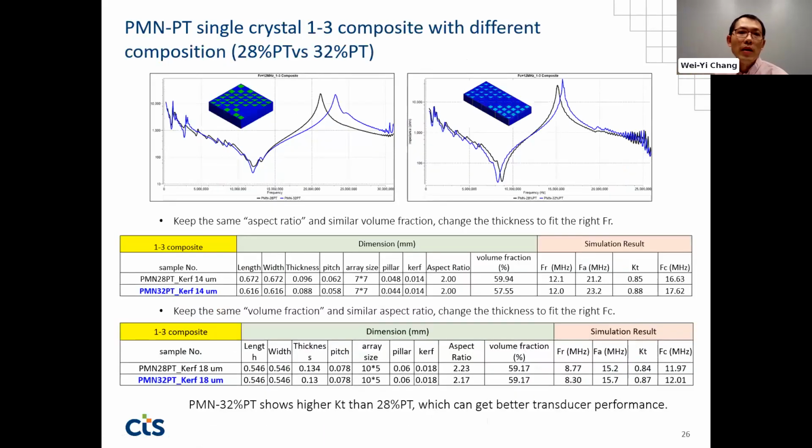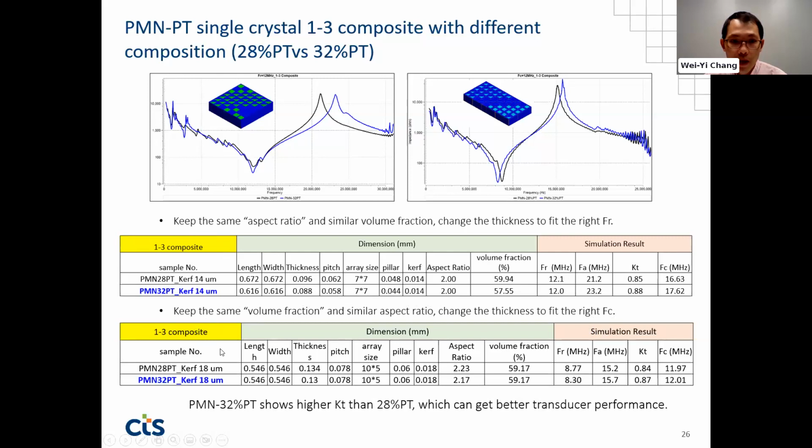And here is another 1-3 composite simulation. Here we just choose different materials, but with the same kerf size. We can see the volume fraction is a little bit different because we changed the thickness to match the requirement they need. Here, they need the resonant frequency around 12 megahertz, so we just need to change the thickness a little bit in this simulation.